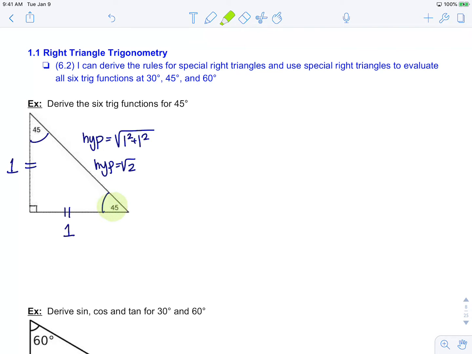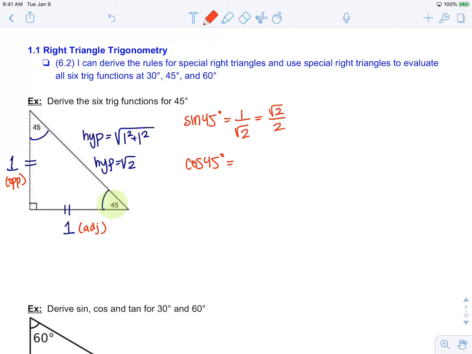Now let's focus on this angle as my reference angle. That means that this 1 is opposite, this 1 is adjacent, and my hypotenuse is square root 2. So now let's do our six trig functions. Sine of 45 degrees is opposite over hypotenuse. Rationalize that denominator, square root 2 over 2.